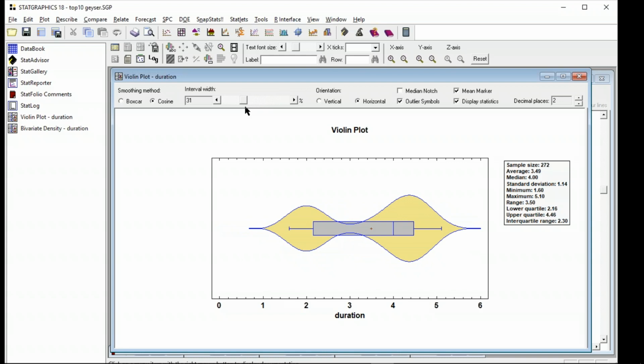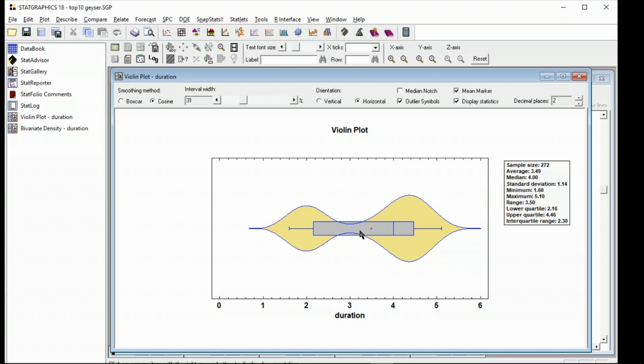Well, what you can see from the violin plot that you just couldn't see from the box and whisker plot is that the distribution of eruptions is very bimodal. You have a lot of eruptions lasting about 2 minutes, many lasting about 4.5 minutes, but very few lasting in the interval around 3 minutes. A very bimodal distribution. The violin plot is just an excellent plot for showing that aspect of the data, something that you simply could not see from the box and whisker plot.